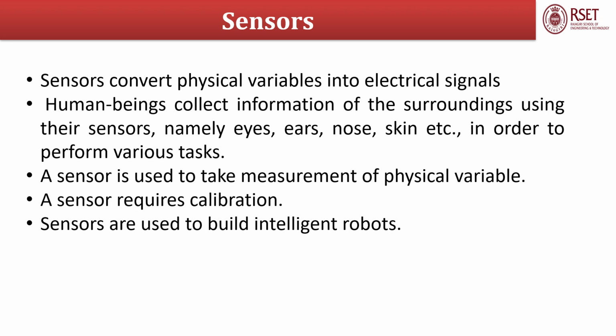Next is the sensors. Sensors are devices that convert physical variables into electrical signals. Just like human beings use eyes, ears, nose, and skin to gather information from the environment, robots use sensors to perceive their surroundings. A sensor is used to measure a physical quantity such as distance, temperature, light, or gas concentration. Sensors require calibration to ensure accuracy and they play a vital role in building intelligent and autonomous robots.